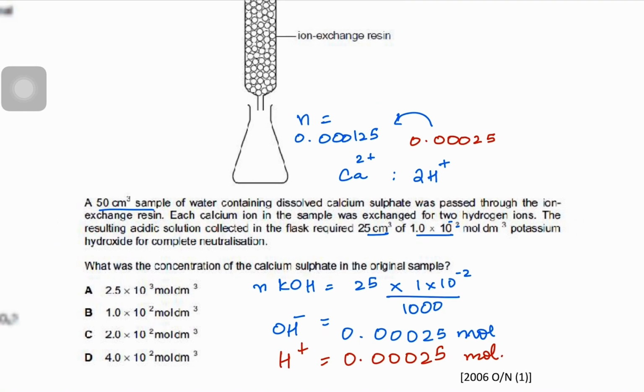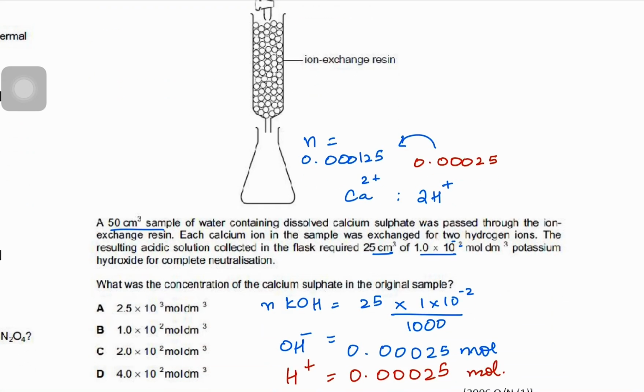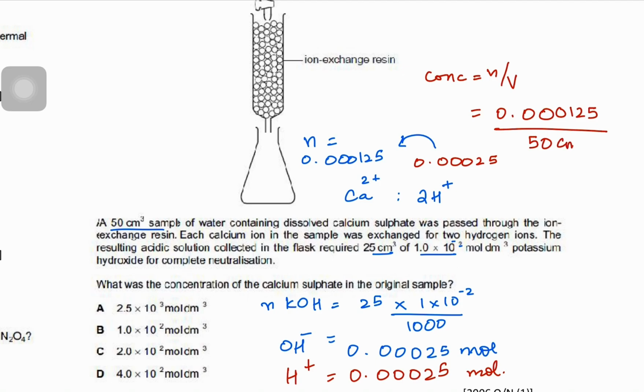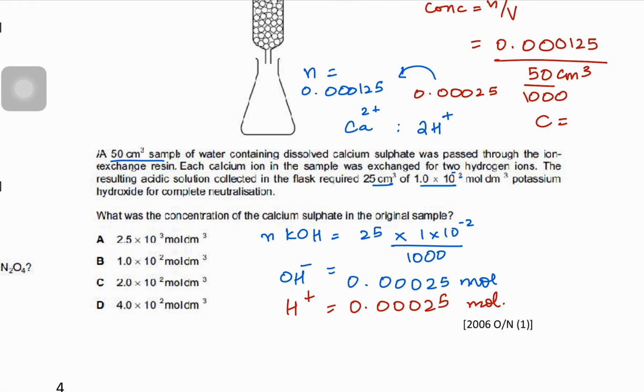Now notice that actually the sample had 50 cm³ of sample. So concentration is equal to moles divided by volume. How much moles do you have? You have 0.000125. That is 50 cm³, but that's cm³, so divided by 1000 extra. And that will give you the concentration. So divided by 50 times 1000, 0.0025. So that's going to be 2.5 × 10^-3. Yes, that's A for apple, the right answer.